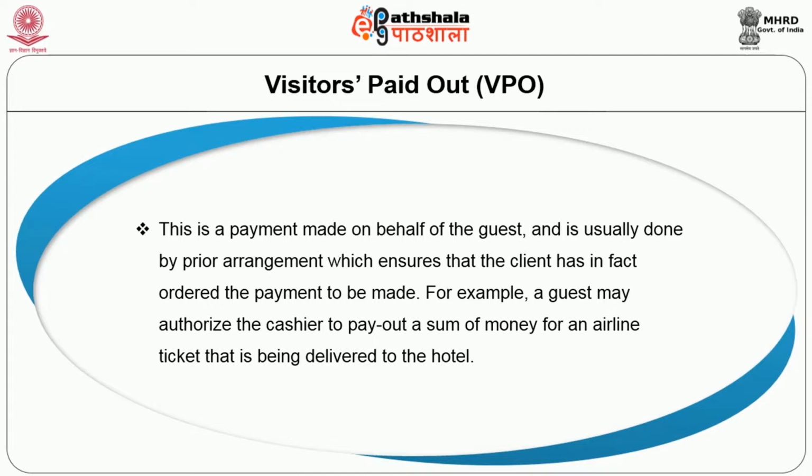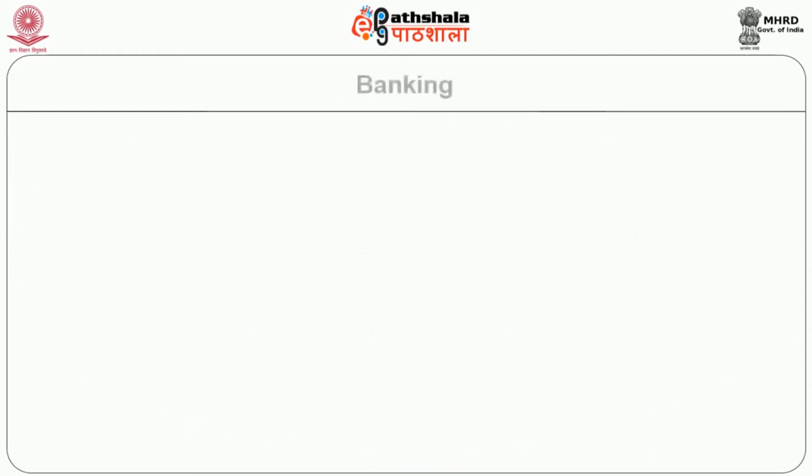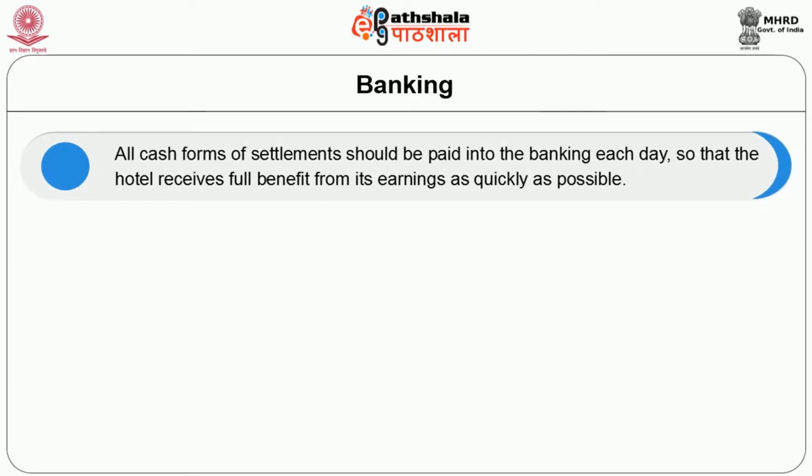For example, a guest may authorize the cashier to pay out a sum of money for an airline ticket that is being delivered to the hotel. So in such cases, the hotel pays out the money from the VPO and gets it settled from the guest account later. So this is called visitors paid out.